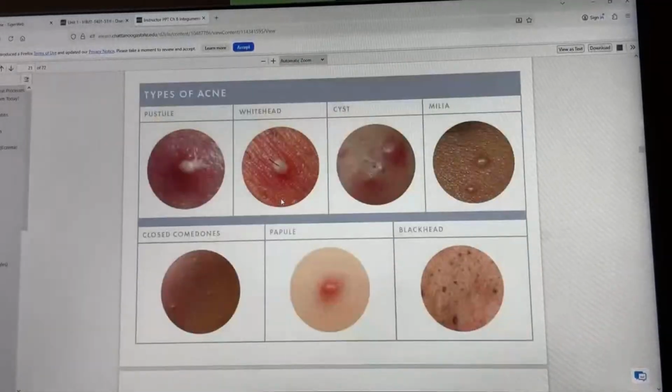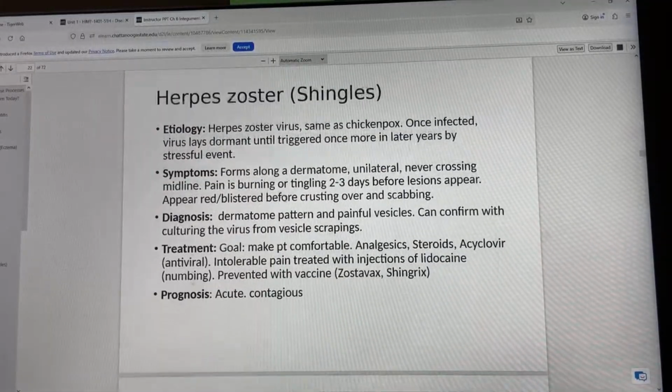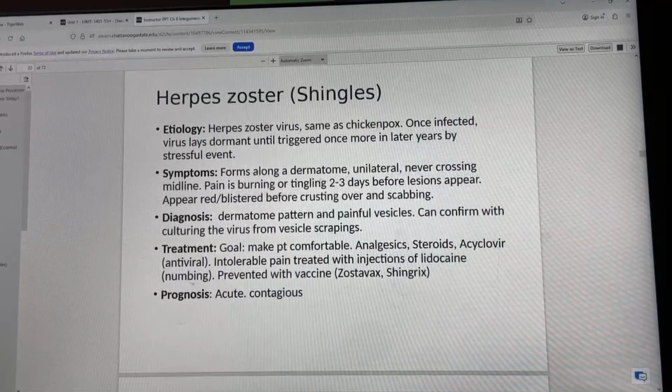All right, so here we go. Pain and burning, some tingling, maybe 2 to 3 days before the rash appears. They will be red, blistered, and then eventually they'll crust over and scab, okay?